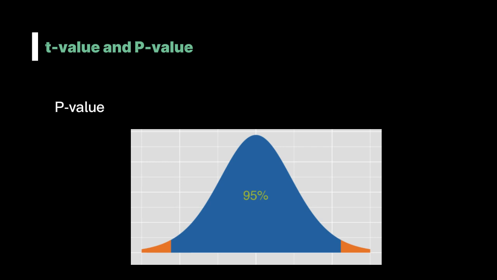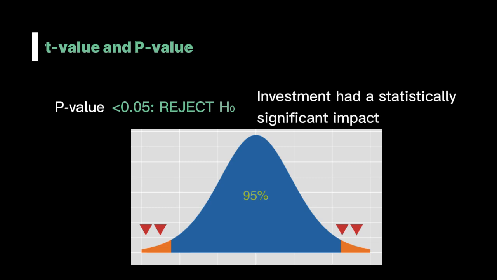Next, the software gives us the p-value. When the p-value is less than 0.05, it becomes evidence to reject the null hypothesis. The t-value is strong enough, so we can draw the conclusion that the productivity increase is statistically significant.